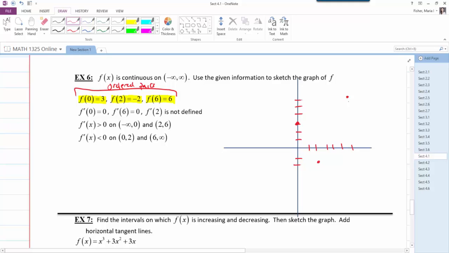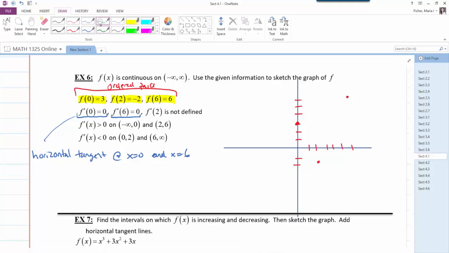Then it tells us that f prime of 0 is equal to 0, and f prime of 6 is equal to 0. So that means that we're going to have a horizontal tangent at x equals 0 and x equals 6. It also tells us that f prime of 2 is not defined, which means that we should have either a cusp or a vertical tangent at this point. And then it tells us the following.